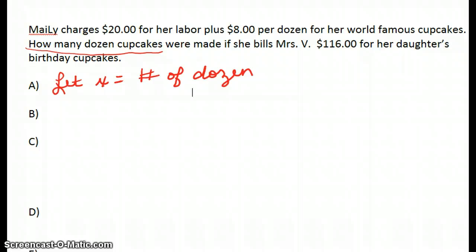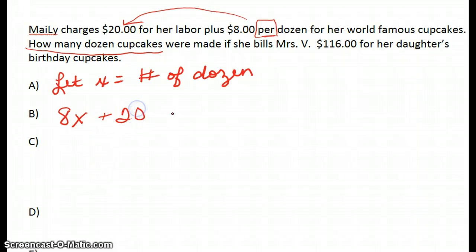Okay, so let's look to see what's changing. $8 per dozen. So that's my key word there, per. So I know that that's going to mean multiplication. So I have $8 per dozen. Ooh, but she's also throwing in some labor. That's not going to change. No matter what, she's only charging me $20. That equals 20, and she billed me for 116. I prefer not to use all these decimals, but you're welcome to do so if you need it.